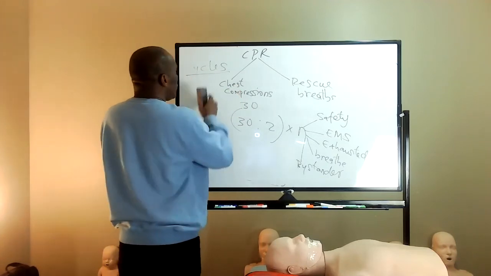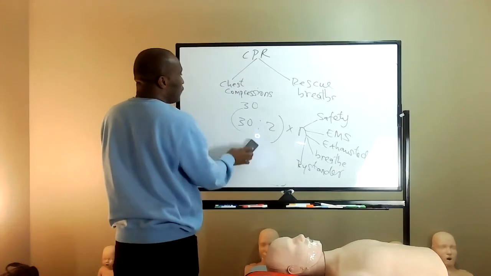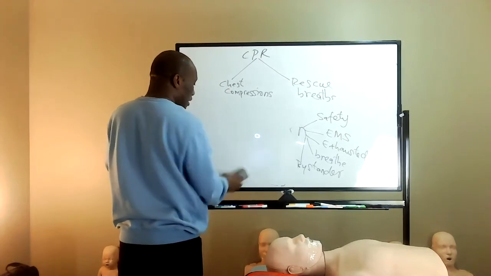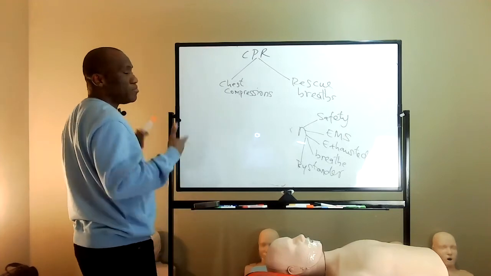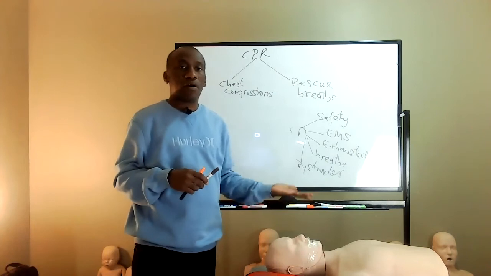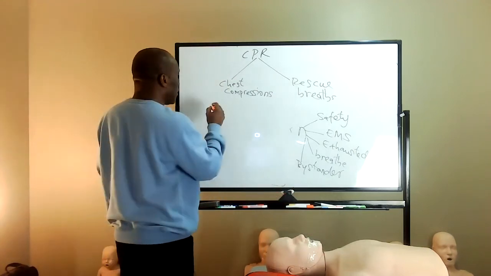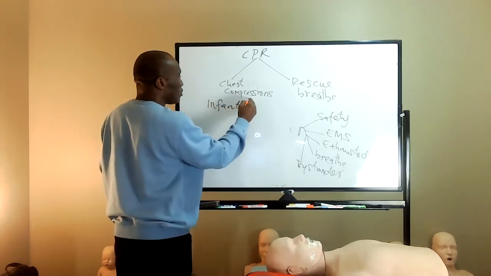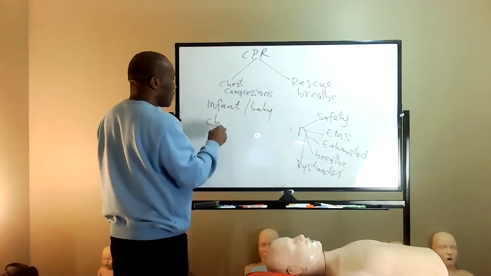Now, I want to talk about different age groups. There are 3 age groups that could be your patient. A patient is the person that you're performing CPR on, or you can call the person a victim. So a victim could be an infant, or you call a baby, or a child.